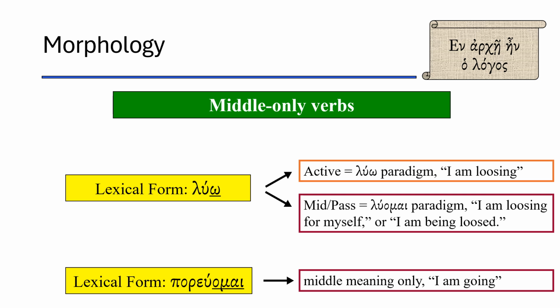So luomai would be "I am loosing for myself" or "I am being loosed," either a middle or a passive meaning. And you just determine whether it's middle or passive by the context of the rest of the sentence. However, in words that are middle only, words whose lexical form has the omai ending, these generally take an active sense. So porevomai does not take a middle sense when you translate it. You would say porevomai means "I am going." So you translate these middle only verbs with an active sense.